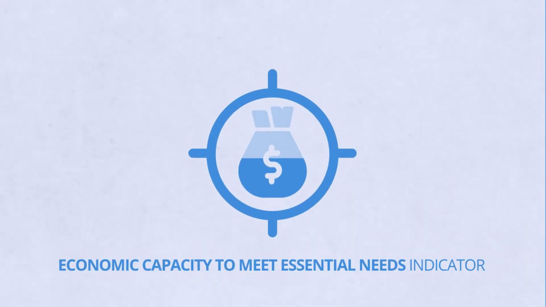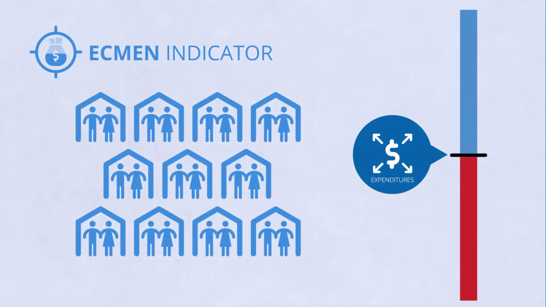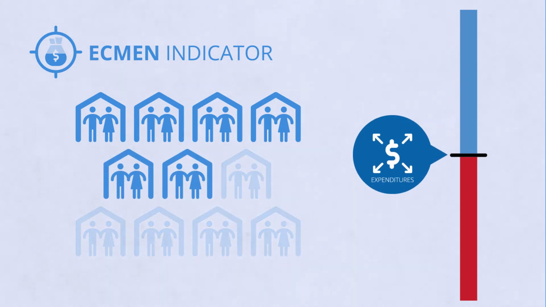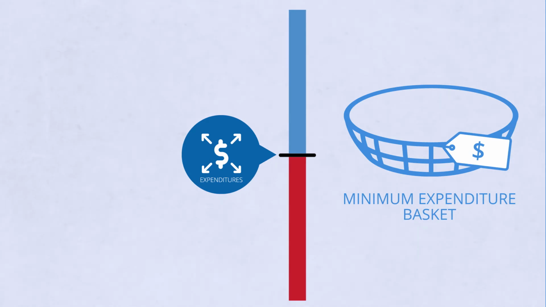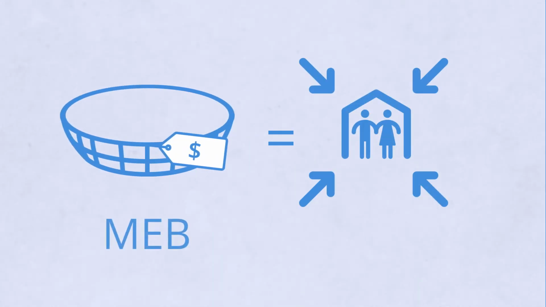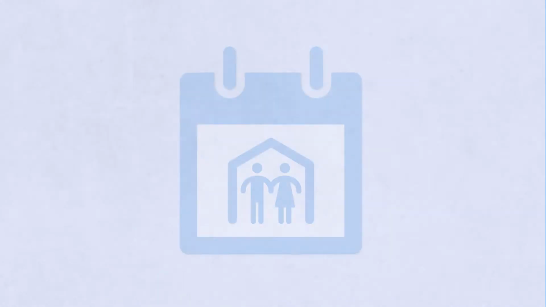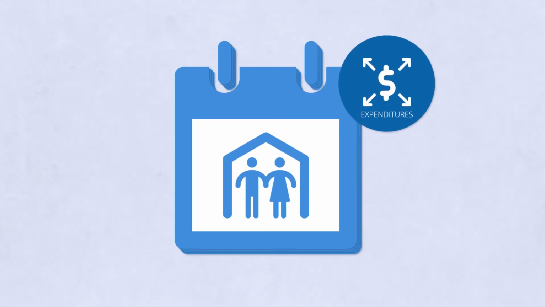First, the economic capacity to meet essential needs, ECMEN indicator. The ECMEN indicator shows which percentage of households have expenditures above a certain minimum threshold. The threshold used for this is the Minimum Expenditure Basket, MEB. What is a MEB? The MEB is defined as what a household requires in order to meet its essential needs, typically describing the cost of 1 month that captures a household's average and recurrent needs.